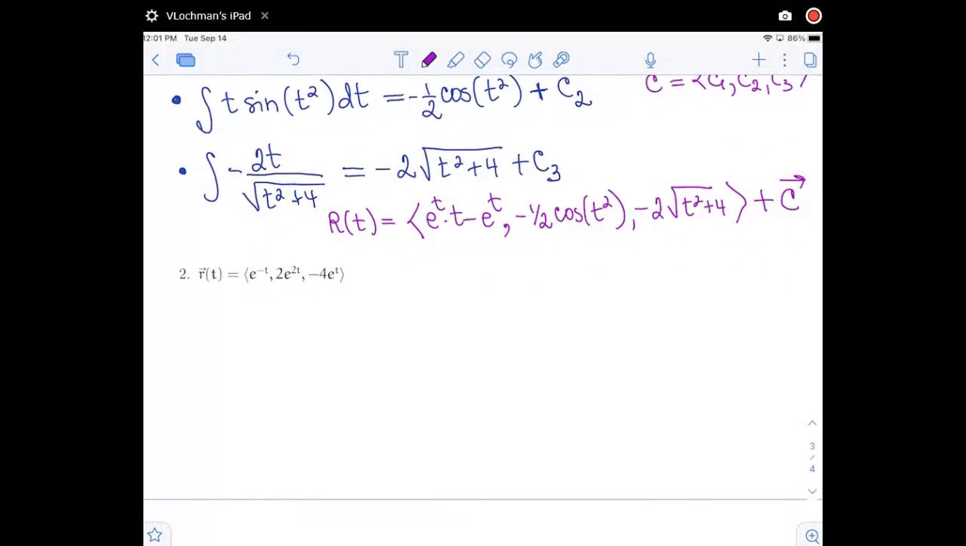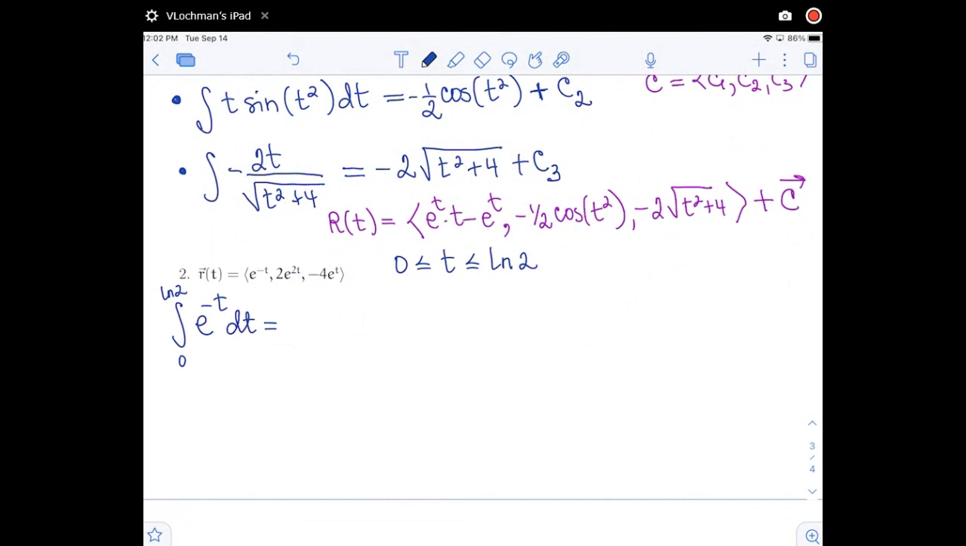So here I have the same setup. Oh, I didn't give you the range of values, so let me go ahead and give you the range of t. So t goes from 0 to natural log of 2. Let's go ahead and evaluate it. The first component is the integral from 0 to natural log of 2 of e to the negative t dt.